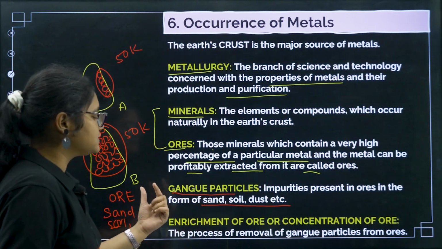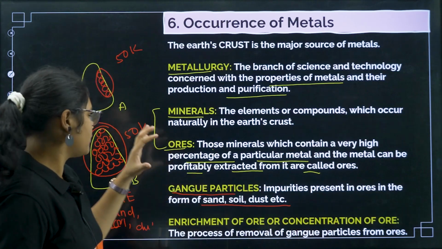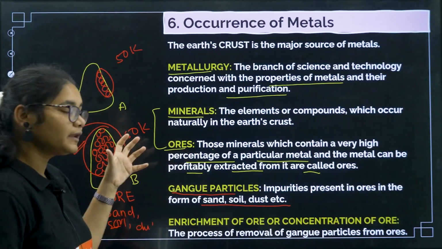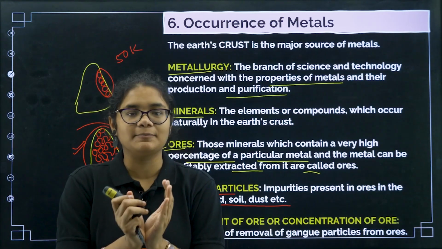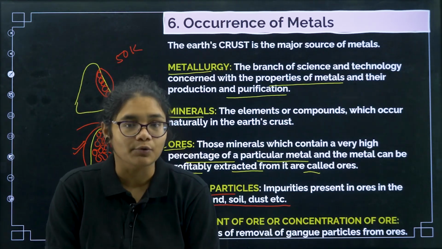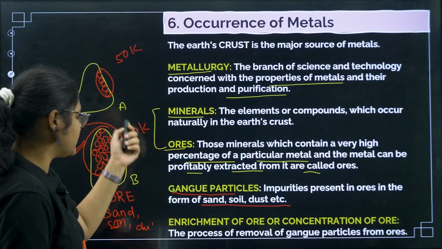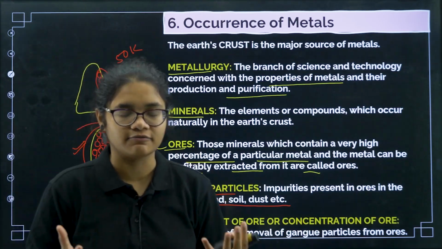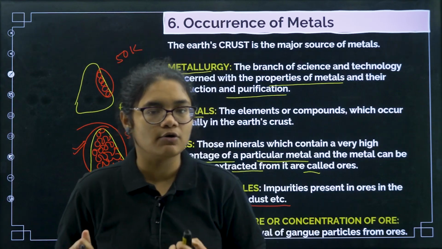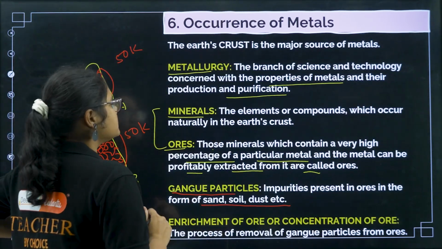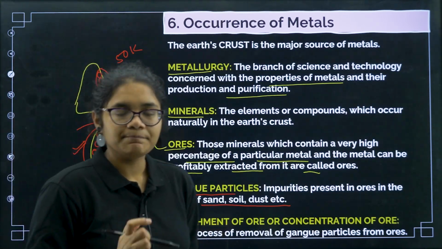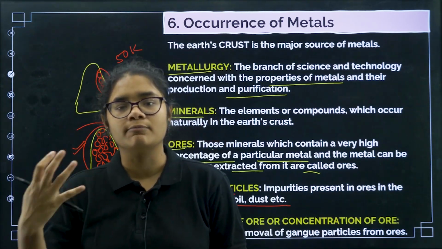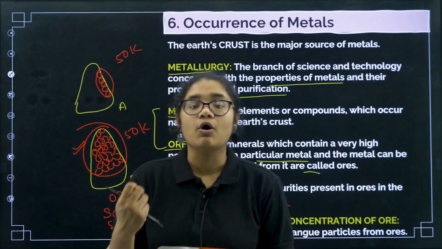Okay. Now what is the meaning of concentration of ore? From this particular ore, when you remove all the impurities and only the minerals are present, this is called enrichment of ore. Now what happens, because metals are very highly reactive, okay, they are not found in their native state. They are found either in the form of oxides, sulfides or carbonates.